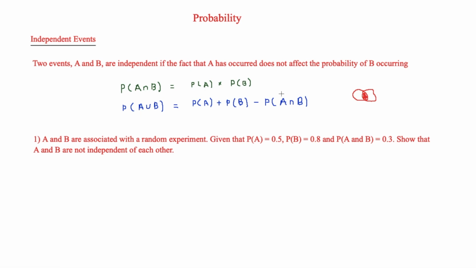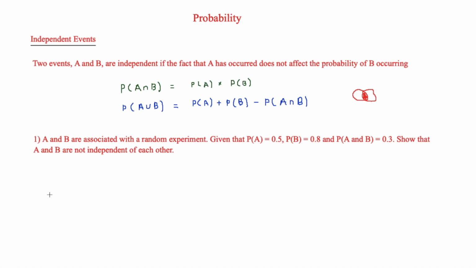But here we have a question, and it says that A and B are associated with a random experiment. Given that the probability of A is equal to 0.5, and then the probability of B is equal to 0.8, and then the probability of A and B is equal to 0.3, show that A and B are not independent of each other. So we're going to be using this idea of probability of A and B is equal to probability of A times by probability of B.